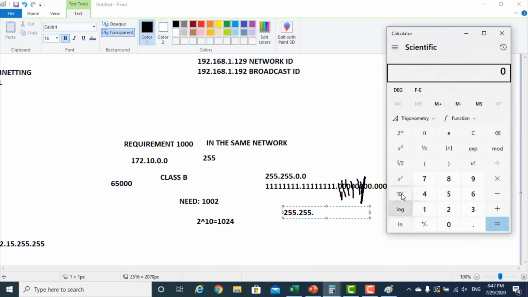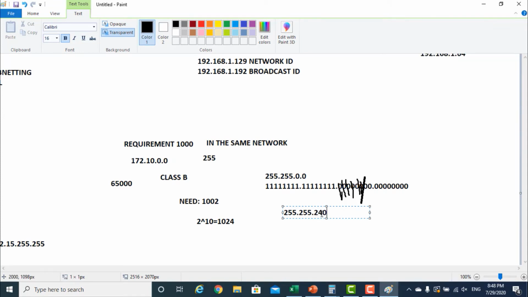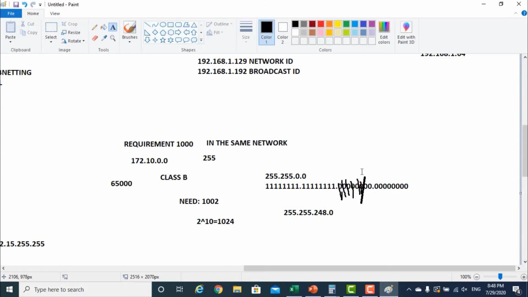Calculator, I will add. See, the first bit from left to right is going to be 1, so I switch it on. Plus 64 is also 1, switch it on. Plus 32 is also 1, which is on. 16 is also 1, that is four 1s, and after 16 we have 8. Yes, 248, then dot 0. Now you got it? So we increased the subnet mask.